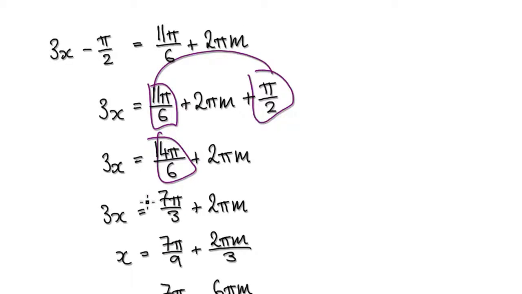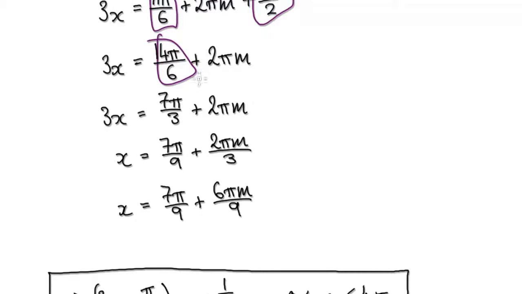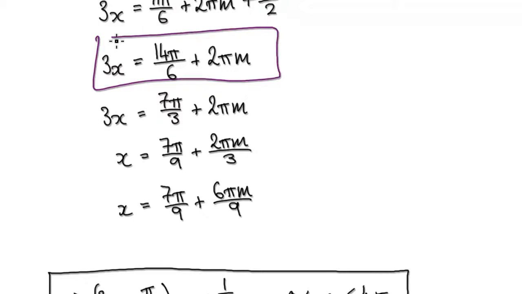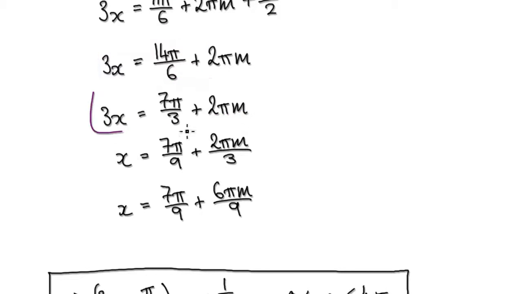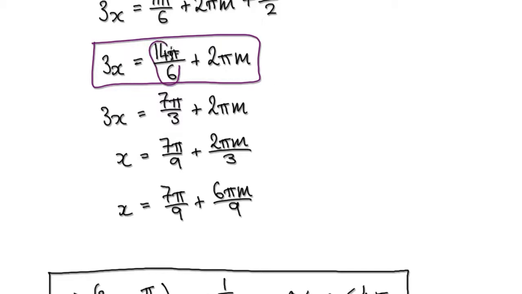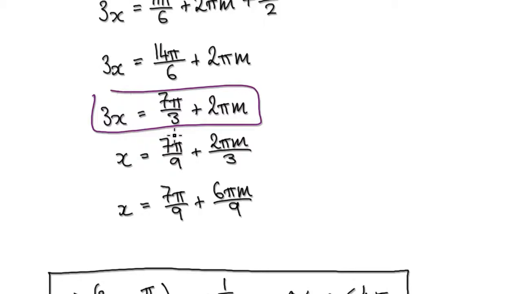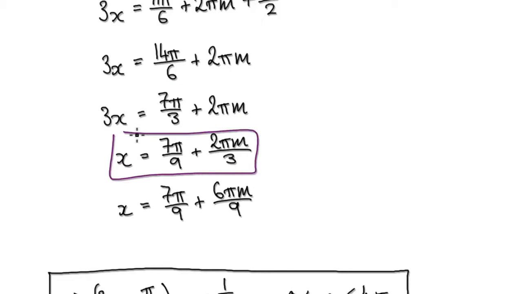And then divide everything by 3. So that will then give us this. Let's go back to here. From here, simplify this. That will then give us this thing here. And then from here, divide everything by 3. That will then give us this.